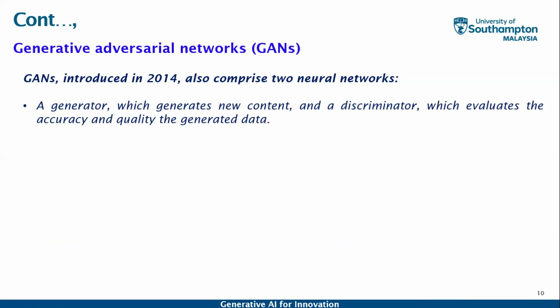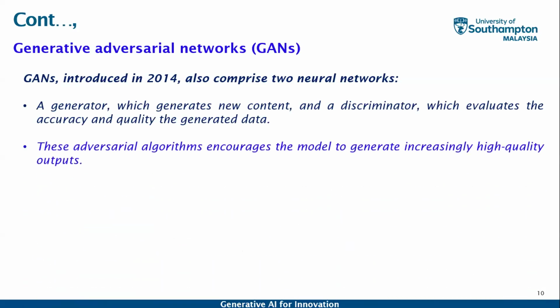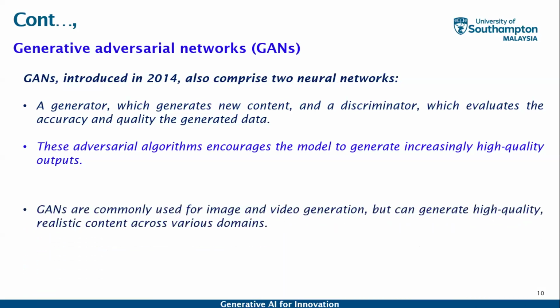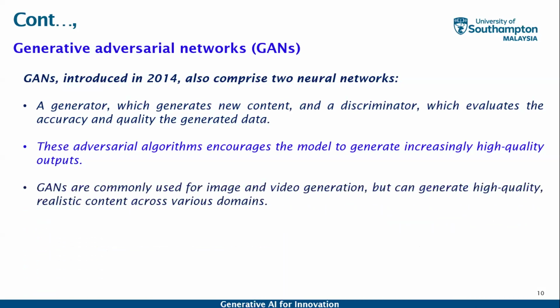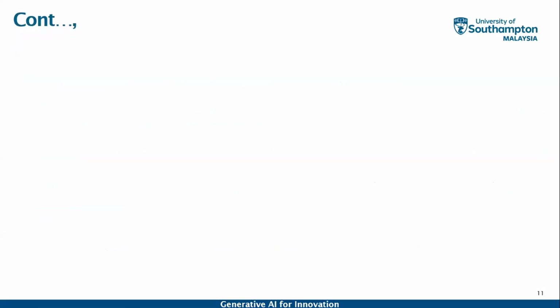So this is the combination of the work, how exactly the GANs will work. In this, these adversarial algorithms encourage the model to generate increasingly high quality data. Not only that, we can also produce highly accurate, realistic content across various domains, such as image and video generation. This is all about the generative adversarial network.